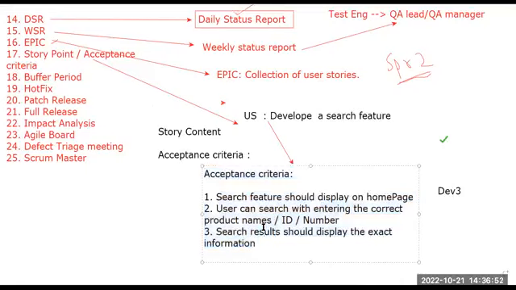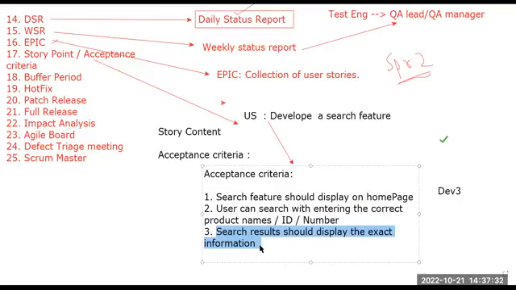Now let's say that I'm a developer. I can go through this title. I want to develop a search feature where I need to display this search feature on the home page. So I will implement this search feature and display it on the home page. Along with that, I will be writing logic: users can search with product names, or ID, or number. For this, I will write some logic in the program. Similarly, to display the search result, we want to display only the correct information, so for that we will write some logic, correct? So as a developer, now I can easily understand how to develop this particular search feature. Yes or no?